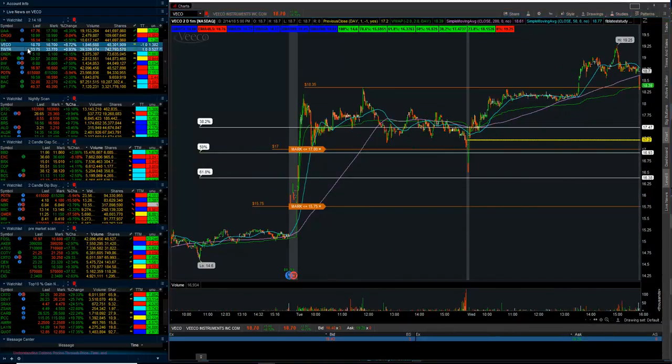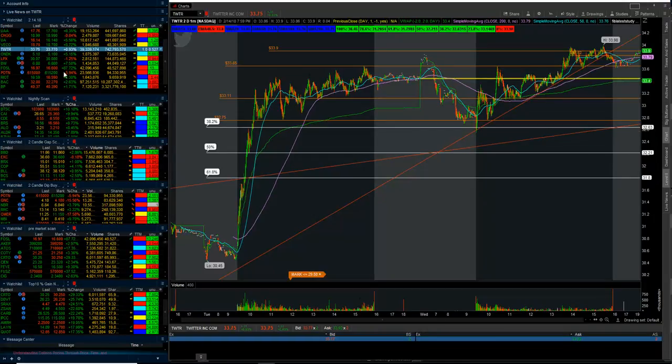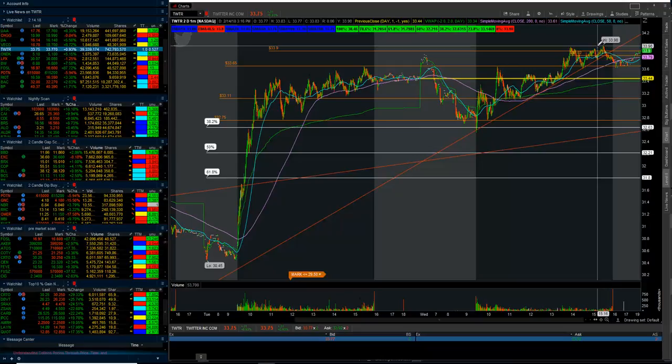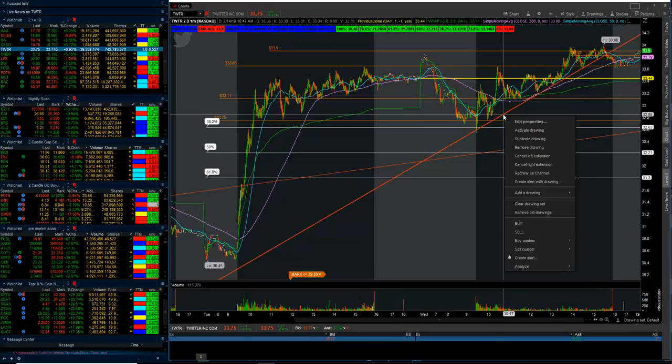Twitter was another one we had on our list. God, this thing is moving so slow. Okay, so Twitter. This was the trend line that I was telling everybody it was going to get squeezed, and I said it was probably going to touch $34. It got up to as high as $33.98 before it sold off. But let me remove this just so you can see this clearly. Remove this here too.